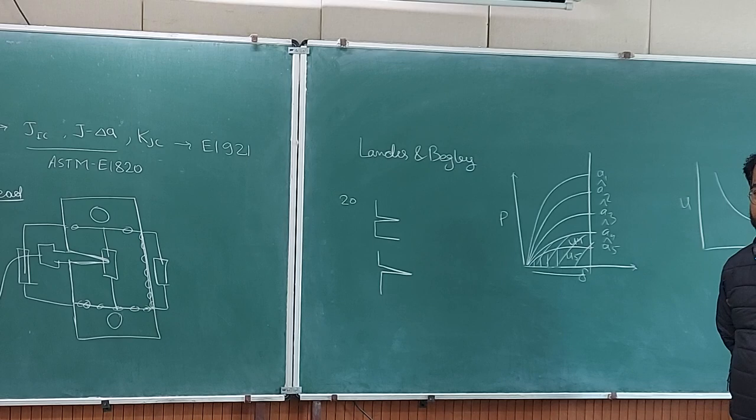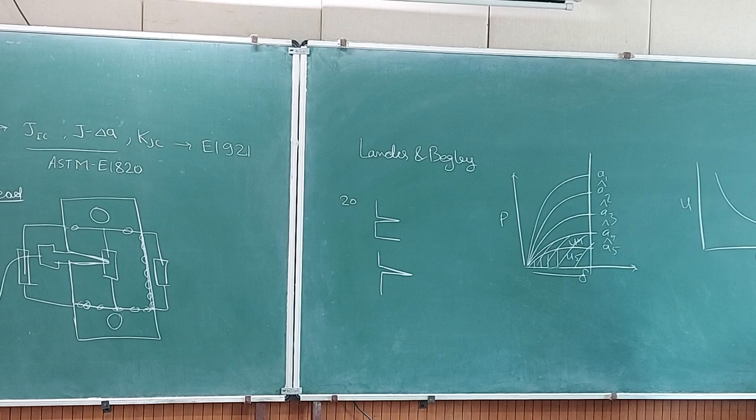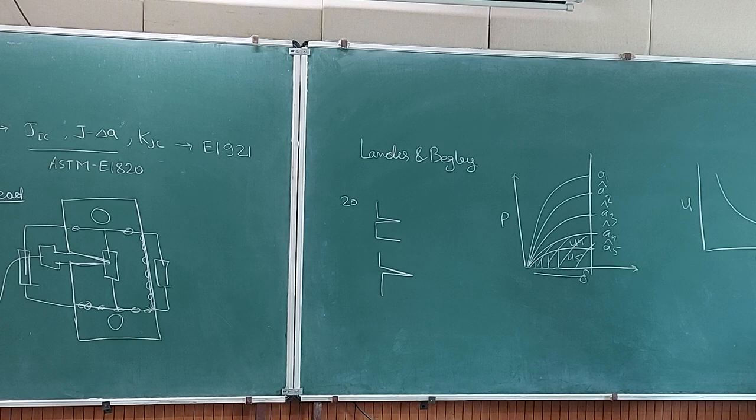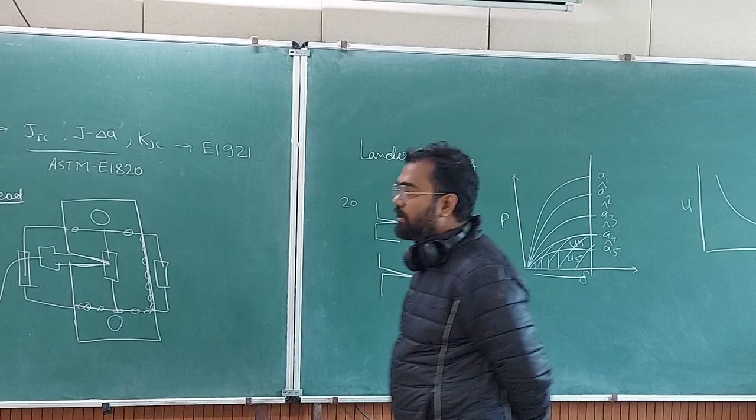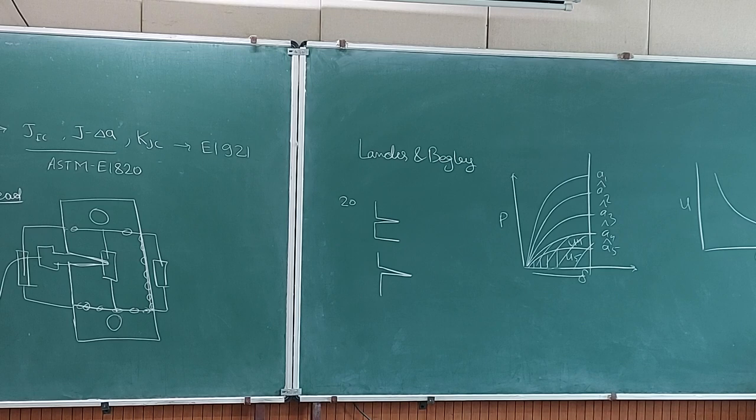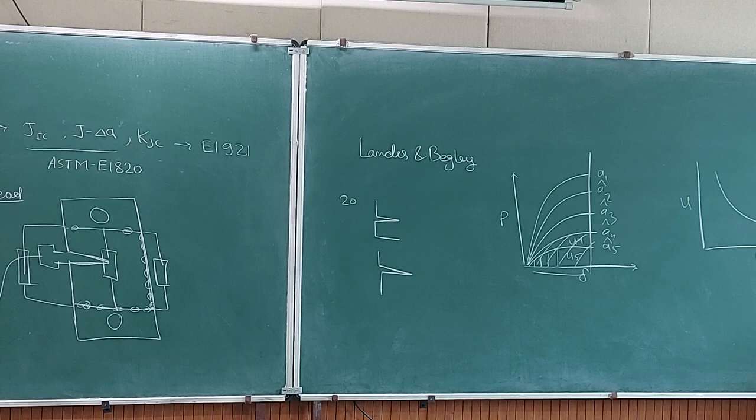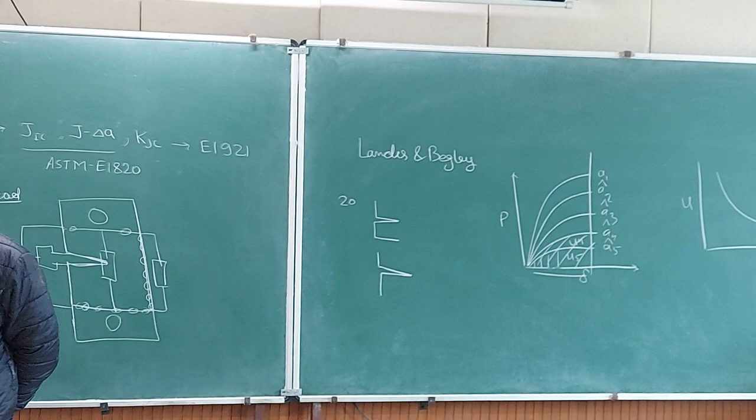So you see that the slope is changing at different places. So you will have J versus delta A, for different crack lengths, so you will have J versus A. There is no delta A here. Delta A would be A1 minus A2, A2 minus A3 and so on. This is what Landes and Begley do to find out experimentally the value of the J integral. What is the problem in this case? Is it the best possible way to do it? Or could there be a better way of doing it?